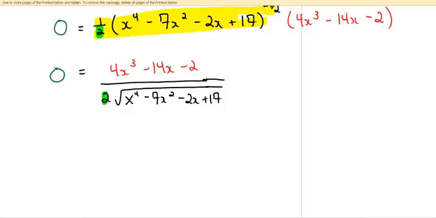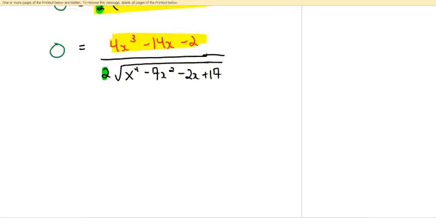It's not quite a rational expression, but I have a fractional expression right here. And remember, whenever you're taking a fraction and setting it equal to 0, you just need to focus on the numerator. If your numerator is equal to 0, that means your whole fraction is equal to 0. So what you're solving now is 4x cubed minus 14x minus 2 equal to 0.